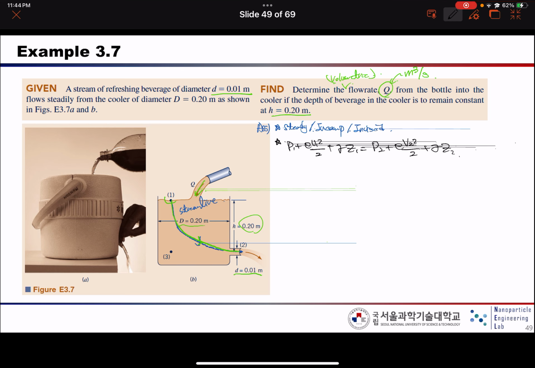Okay. So here, let's see. P1 and P2 are open to air, which means P1 and P2 should be P atmosphere, right? And let's call Z1 equal H and Z2 equal 0 because I made a reference line like this, okay?